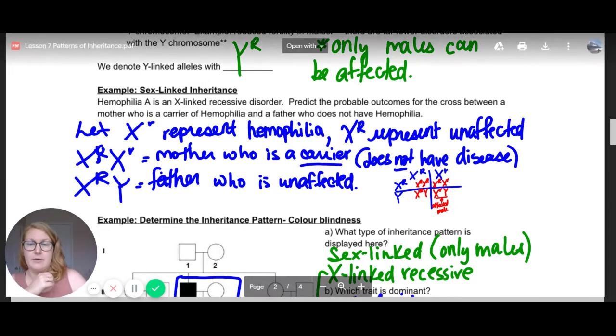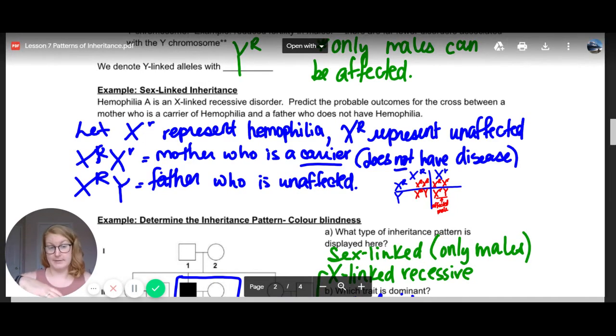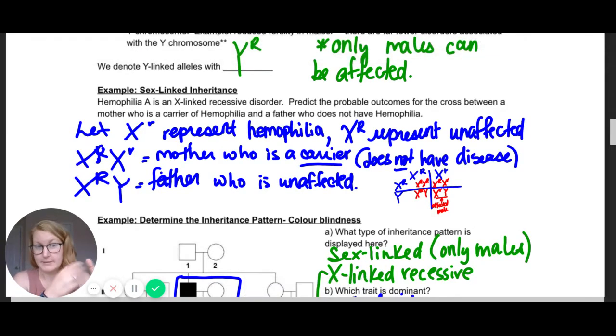So what I've done down below here is list out the parents. I've said predict the probable outcomes for the cross, or the mating, between the mother who is a carrier of hemophilia and a father who does not have hemophilia. So I want to mention that carrier word. The carrier means that she herself is not affected by the disorder, but she carries a gene for it.